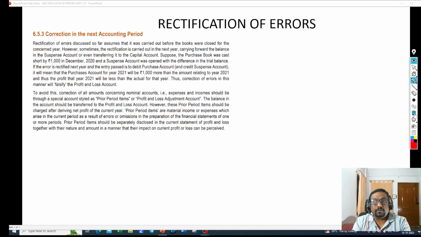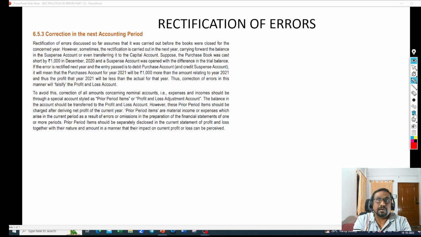The books will be closed once you prepare the profit and loss account and balance sheet. As soon as the profit and loss account and balance sheet are prepared and completed, you are going to close your books. Close your books in the sense what? For that period, since we already prepared profit and loss account and balance sheet, we should not post any entries in the previous year. I'm repeating again.